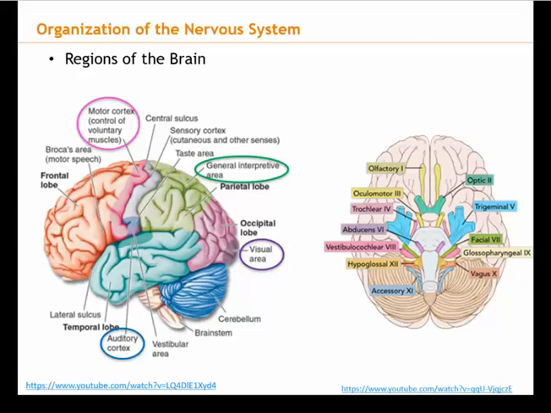When I got my master's degree in exercise science, I did have to learn all of those, what they controlled, where they were located. But you don't have to do that. It's just a neat picture to look at and see where all of those cranial nerves are.